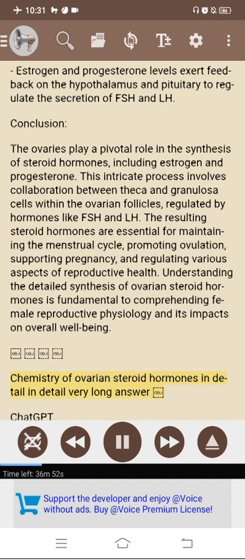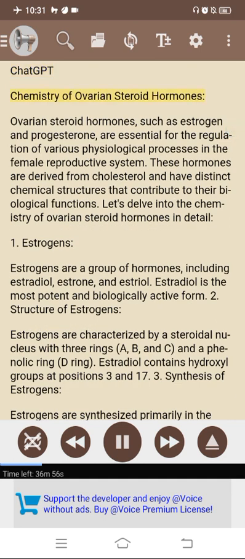Very long answer. ChatGPT. Chemistry of ovarian steroid hormones. Ovarian steroid hormones, such as estrogen and progesterone, are essential for the regulation of various physiological processes in the female reproductive system. These hormones are derived from cholesterol and have distinct chemical structures that contribute to their biological functions. Let's delve into the chemistry of ovarian steroid hormones in detail. 1. Estrogens. Estrogens are a group of hormones, including estradiol, estrone, and estriol. Estradiol is the most potent and biologically active form.